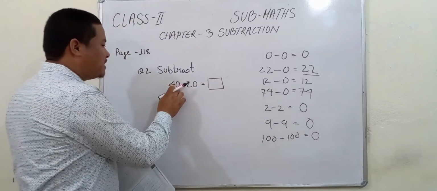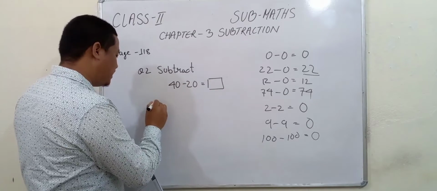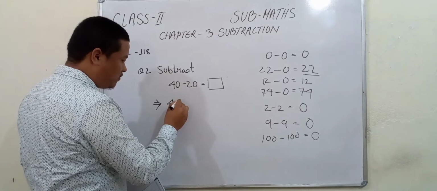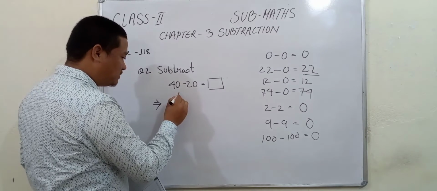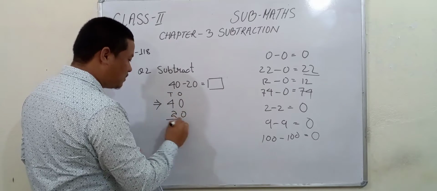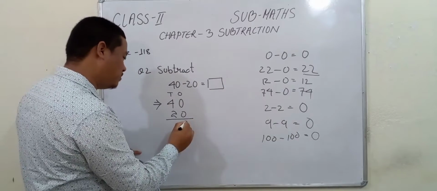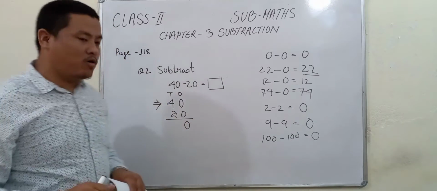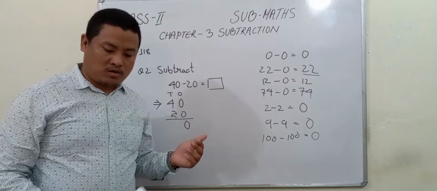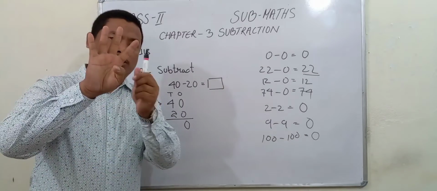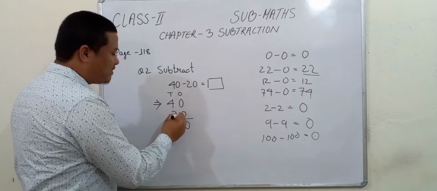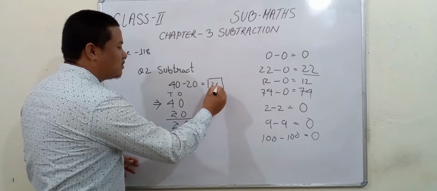So 0 minus 0 is 0. Let us write this one. Arrange these numbers according to their place value. 40. 0 is in ones place. 4 is in tens place. Now 20. 0 minus 0 will get 0. Now from 4 you have to minus 2. Look, 4, just take out 2. 1, 2. How much remain? 2. 20. That means 40 minus 20 will get 20.